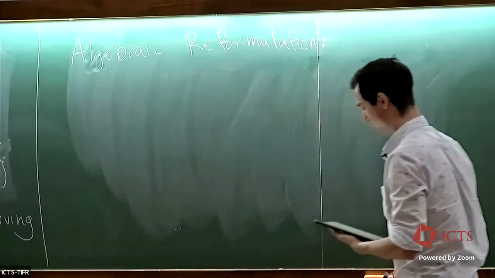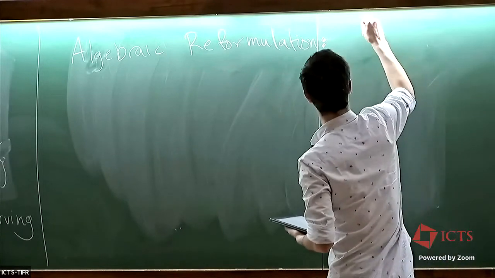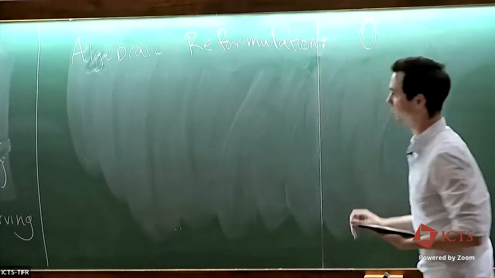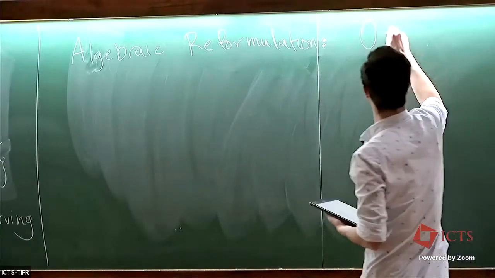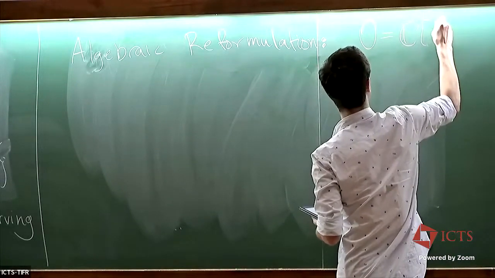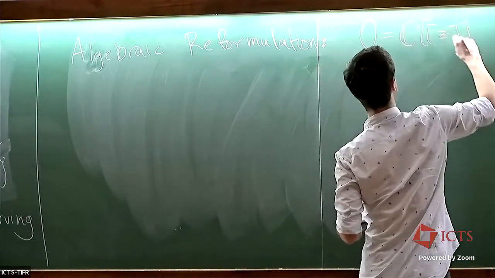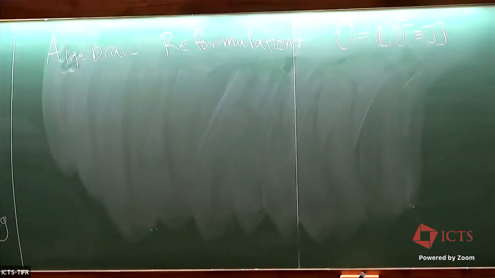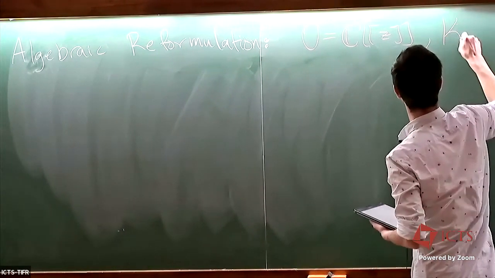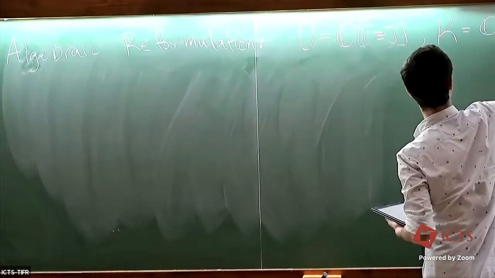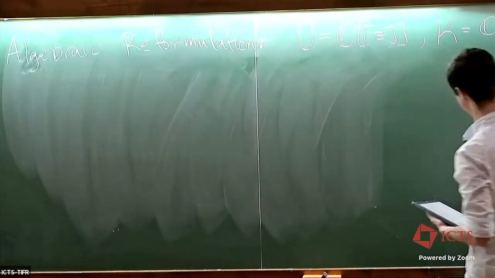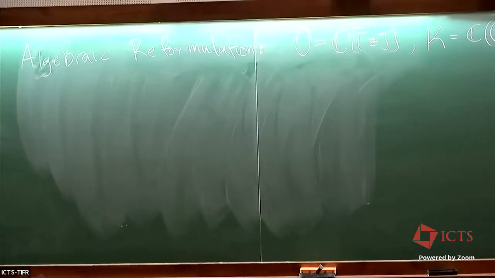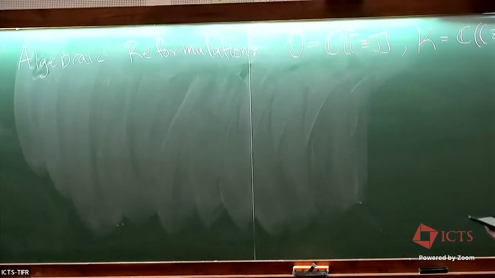And just a little bit of notation. I'm going to denote by calligraphic O the ring of Taylor series in my coordinate Z. And its field of fractions, I'll denote K, which is the field of Laurent series.